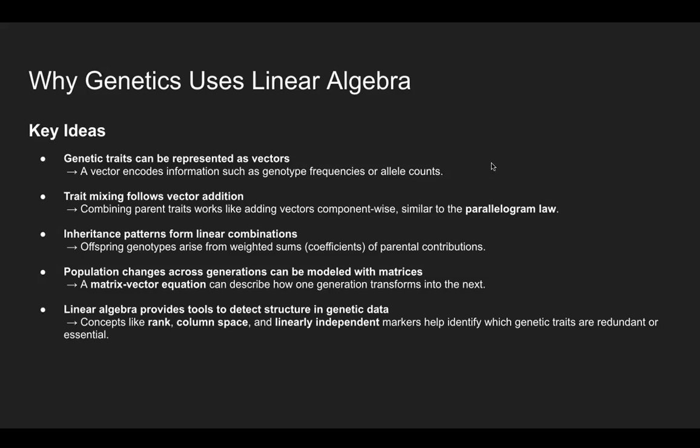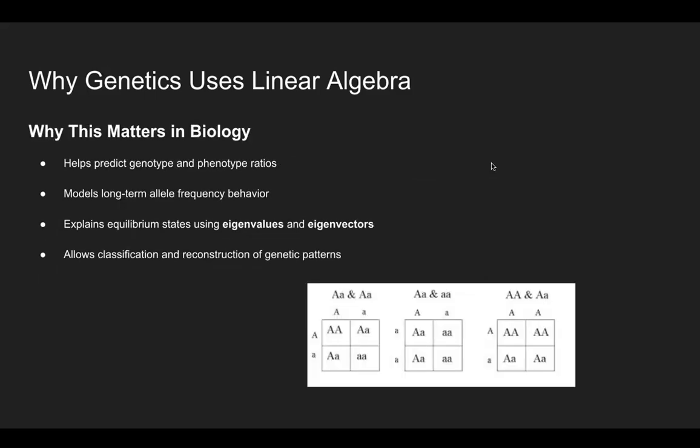Population changes across generations can be modeled with matrices. A matrix-vector equation can describe how one generation transforms into the next. Linear algebra provides tools to detect structure in genetic data. Concepts like rank, column space, and linearly independent markers help identify which genetic traits are redundant or essential.